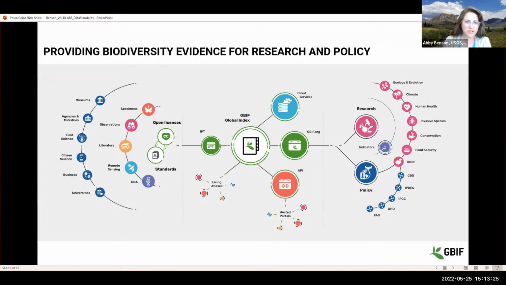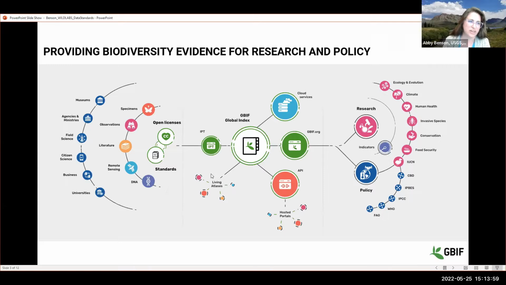What we're trying to do is provide biodiversity evidence for research and policy. There's lots of people out there, lots of different ways of collecting data. It's coming from museums, governments, universities, citizen science. So we're all collecting this data, right? And it's in multiple forms: specimens, human observations, machine observations like you all would have, literature, remote sensing, DNA. All different ways of trying to observe the species on our planet.